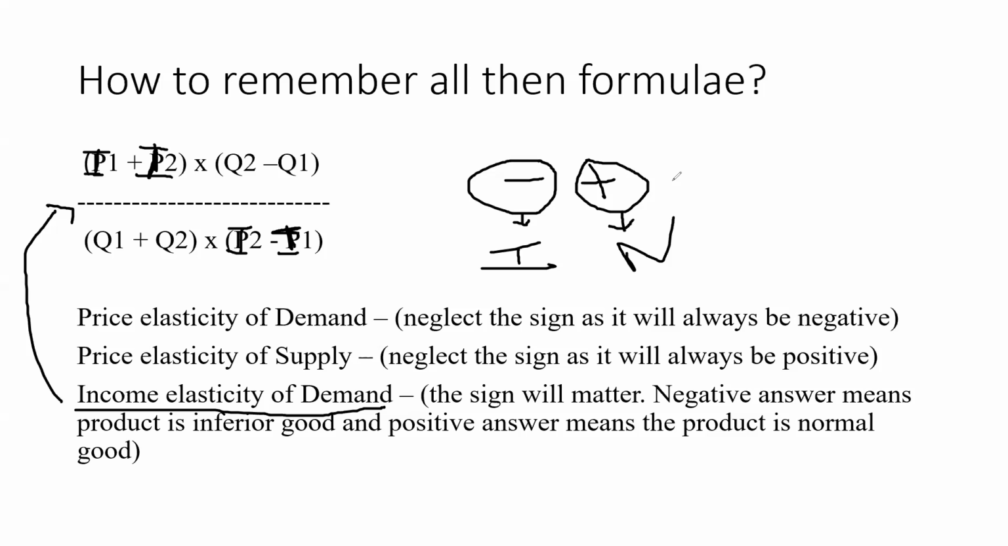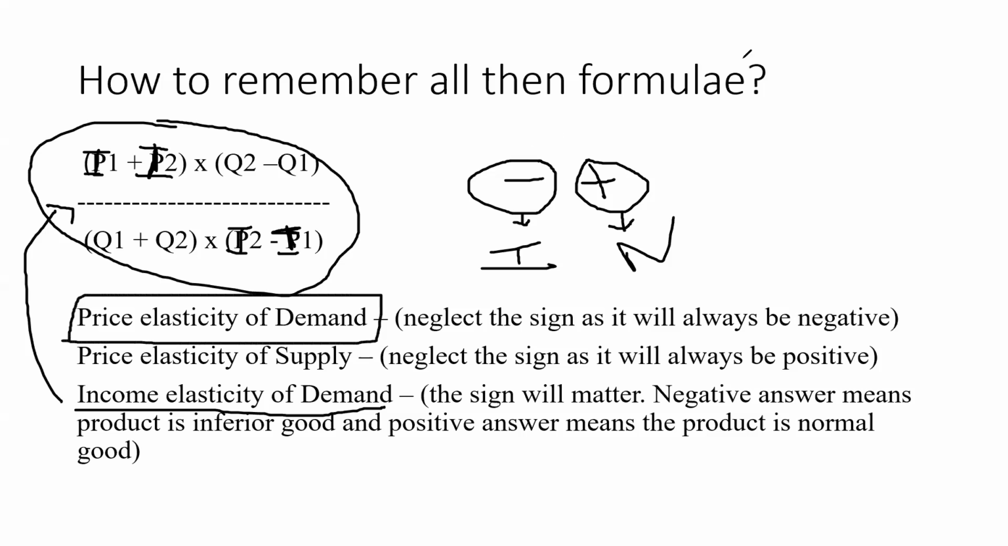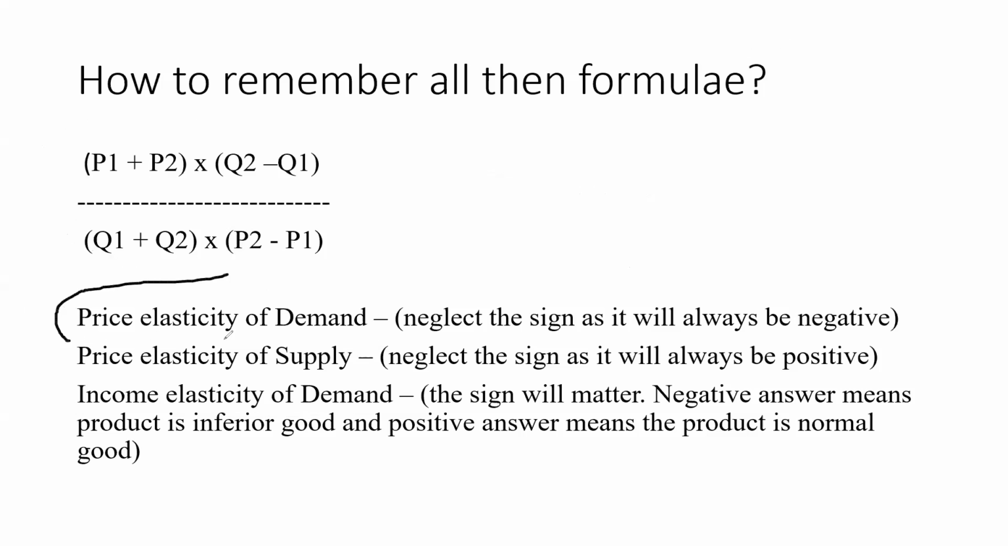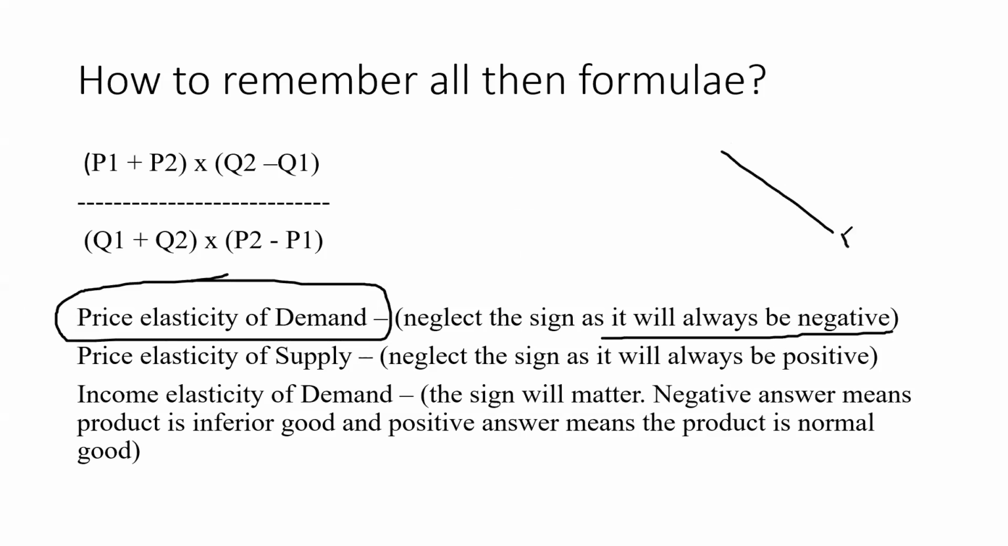But once again, this is all subjective, so it's difficult to understand. If you throw in numbers and do the calculations, you'll definitely know if something is inferior or normal. A negative answer shows it's an inferior product. A positive answer shows that it's a normal product. But this is for income elasticity of demand, not for price elasticity of demand, okay? Keep that in mind, because for price elasticity of demand, your answer will always be negative, and we don't want that. It's because the demand curve is downward sloping. So bear in mind, here you neglect the sign, okay? And you check what your answer is.